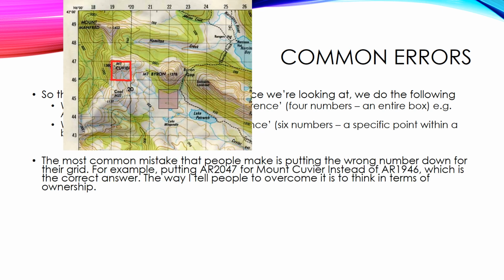The next common mistake is people putting the wrong number down for their grid. So for example, we know that our easting for Mount Cuvier is 19. We know that our northing is 46.